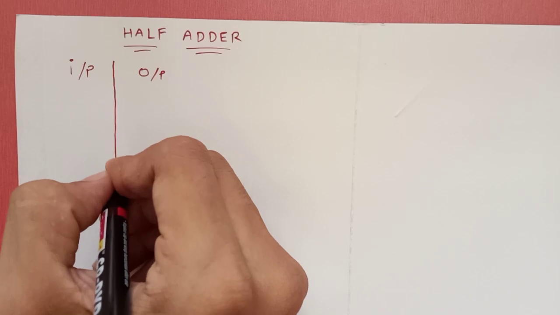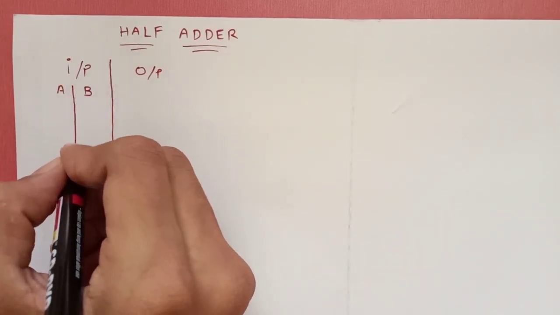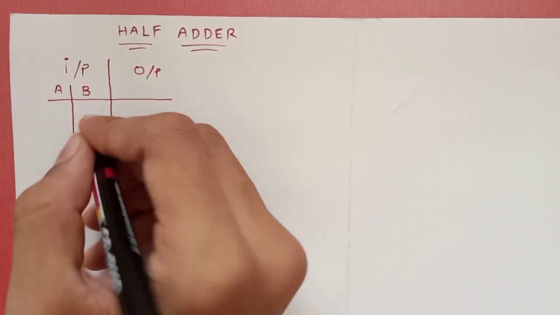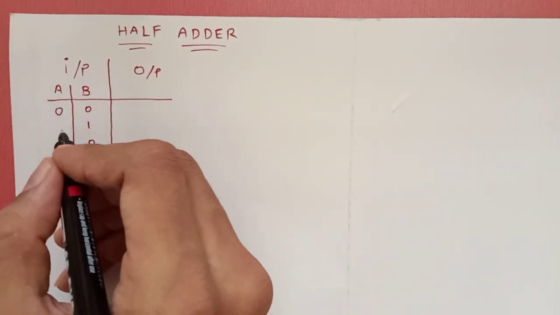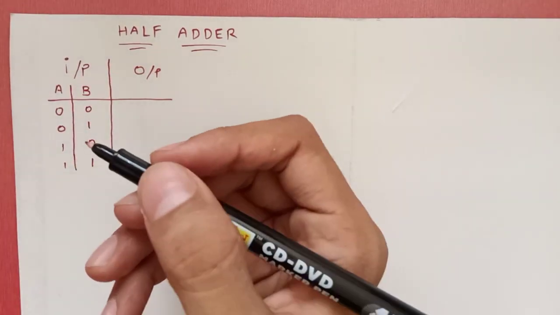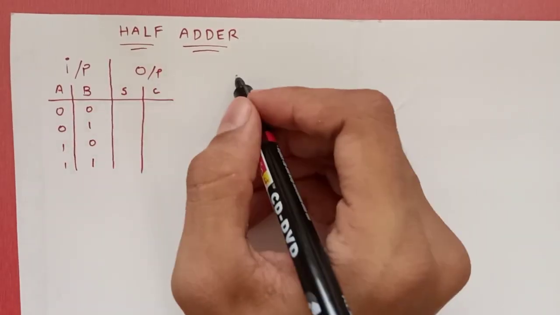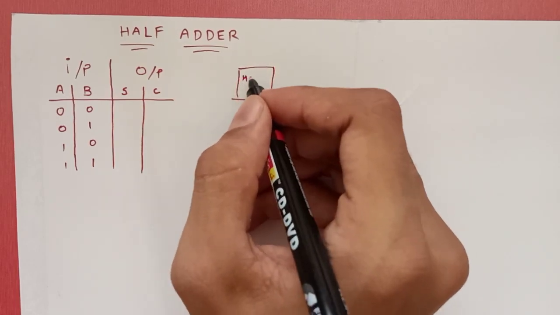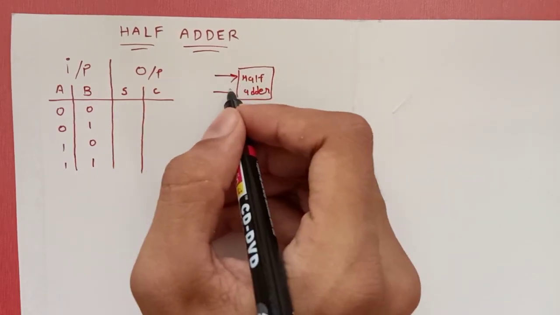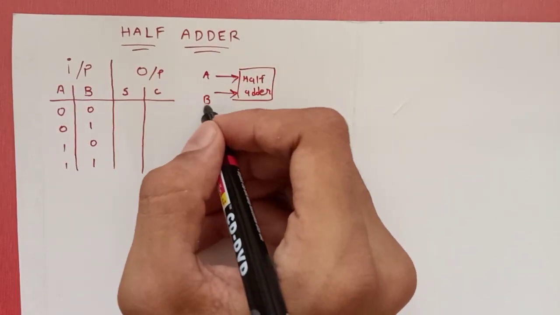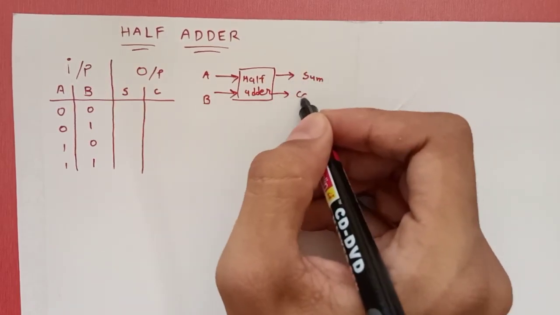There is a two-bit half adder that adds 2 bits, A and B. So A and B are given here: 0 1, 0 1, double 0, double 1. Now at output we get sum and carry. This is the half adder, and the half adder only adds 2 bits, A and B, and the output of the half adder is sum and carry.